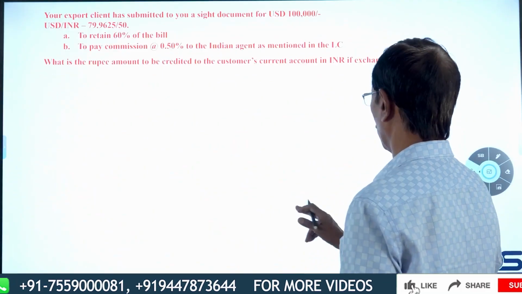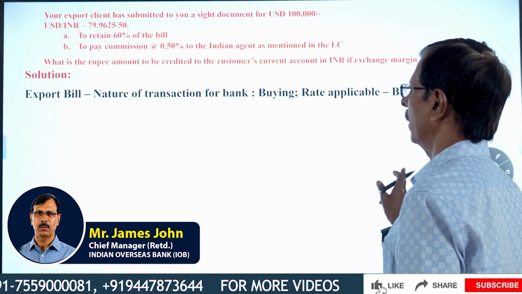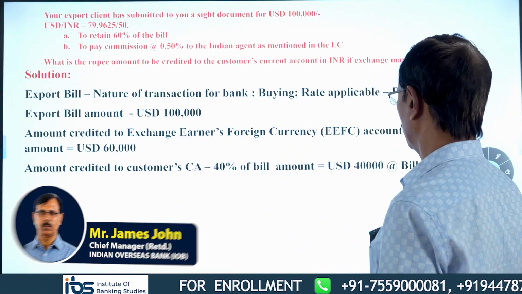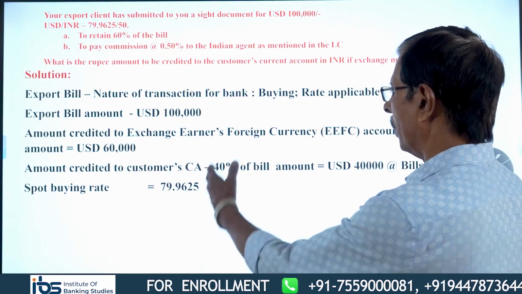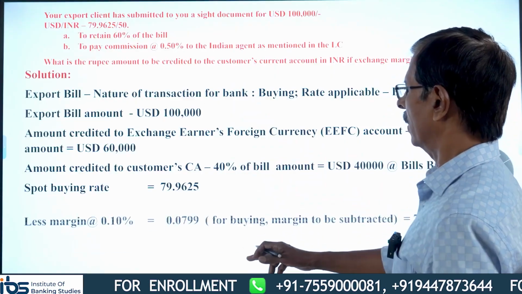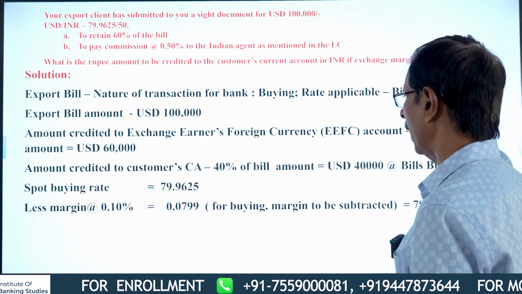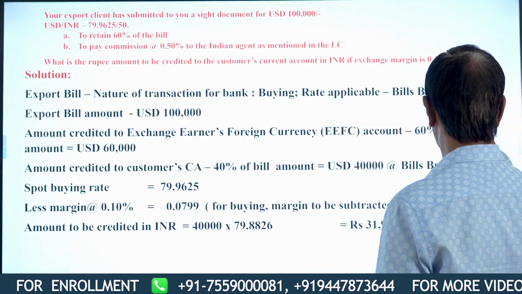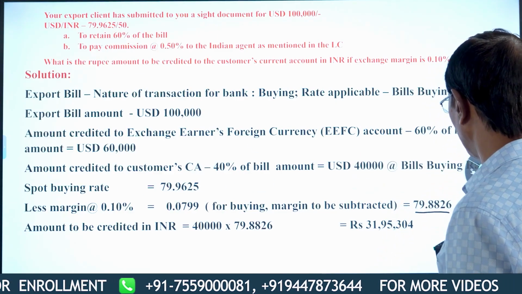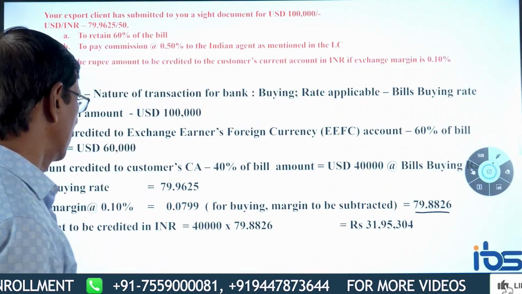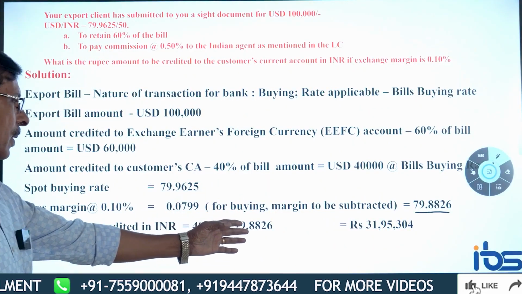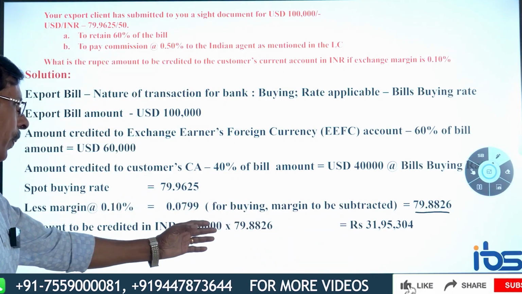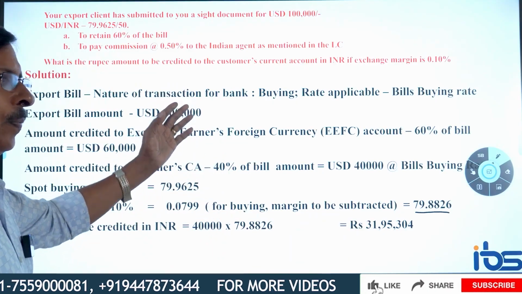So I have done it for you. Look here. Here it is, the solution. USD 1 lakh, amount credited 60,000 to the EFC account, 40,000 to the current account, and the buying rate 79.9625, and you load the margin, it is 0.0799, and you have to deduct it. So when you deduct it, you will get the rate as 79.8826. So this into 40,000, you are getting 31,95,304. This is the rupee equivalent credited to the current account of the exporter.